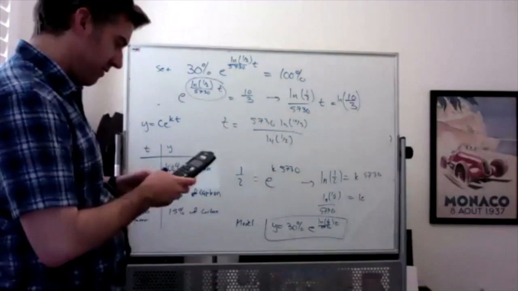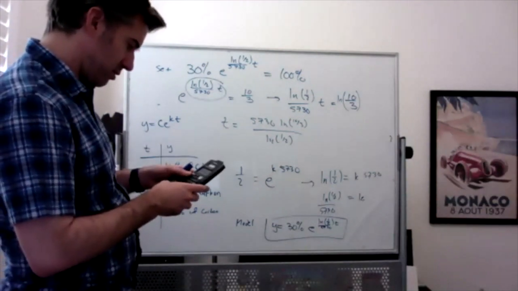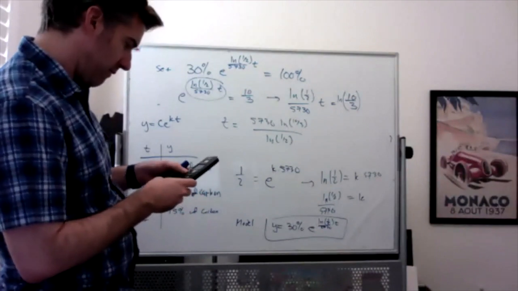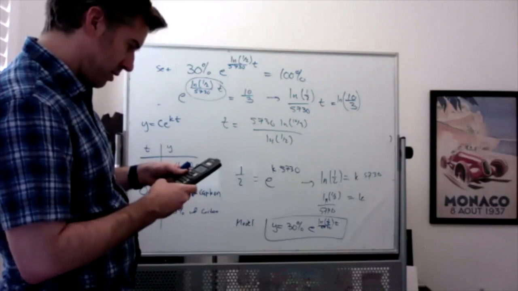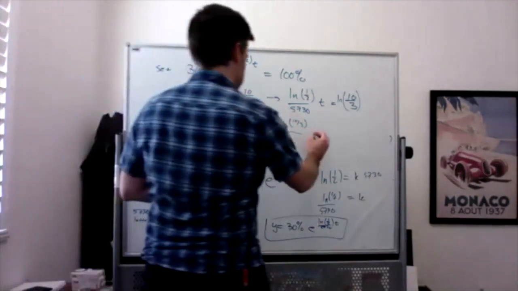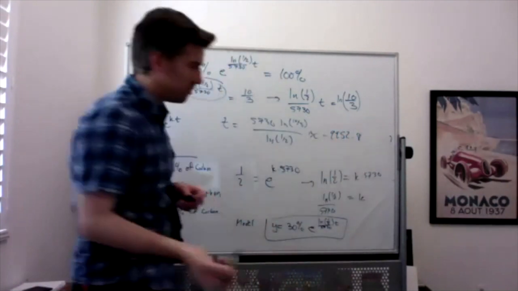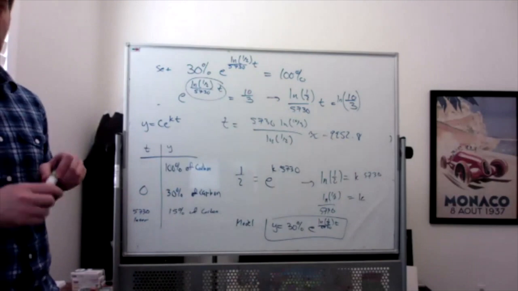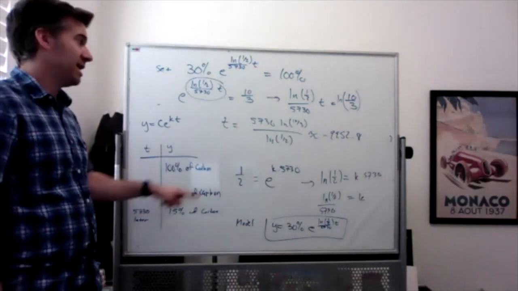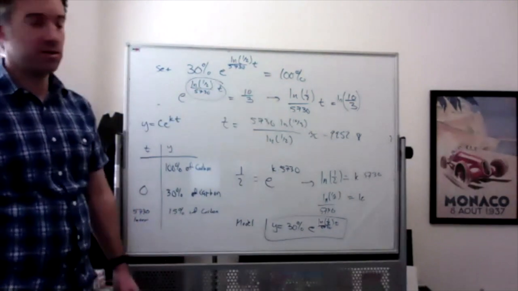So we get 5,730 times the natural log of 10/3 divided by the natural log of 1/2. And using a calculator, I end up getting negative 9,952.8 years. So that means that the piece of wood that has decayed to having 30% of its original amount of carbon is 9,952 years old. That's what it means.